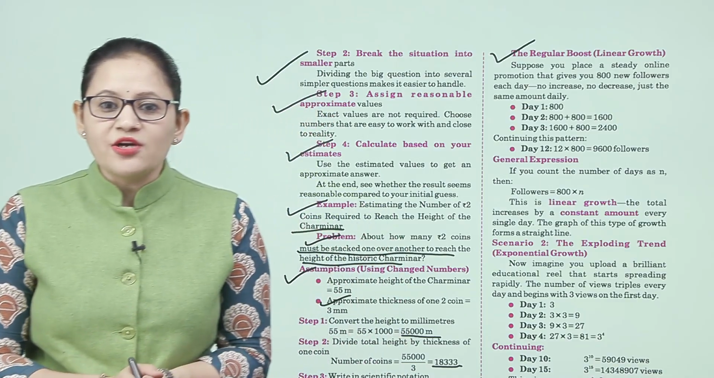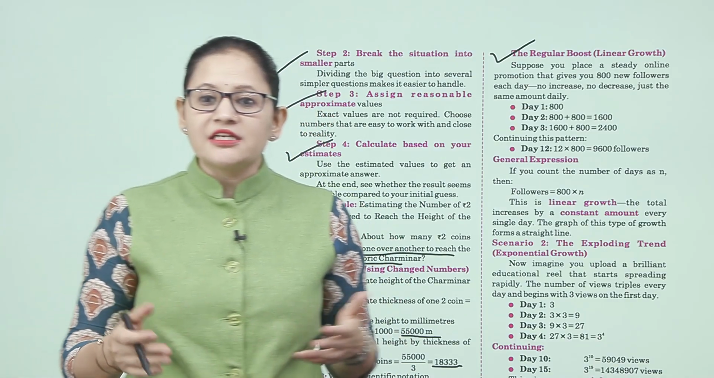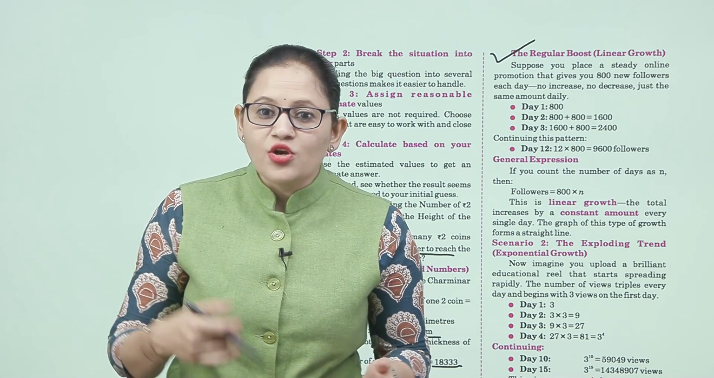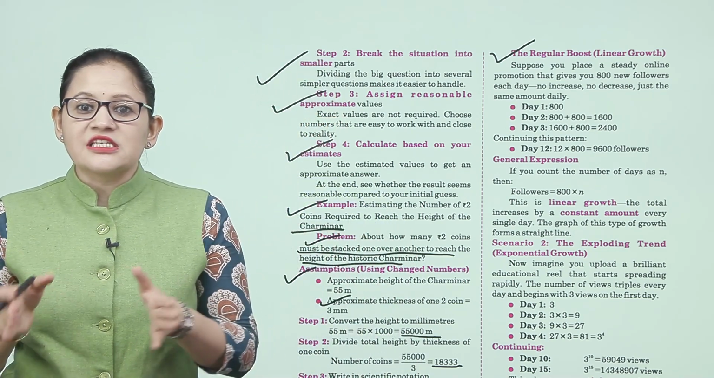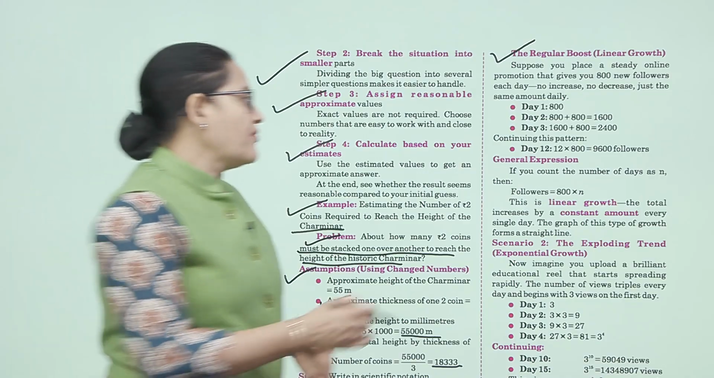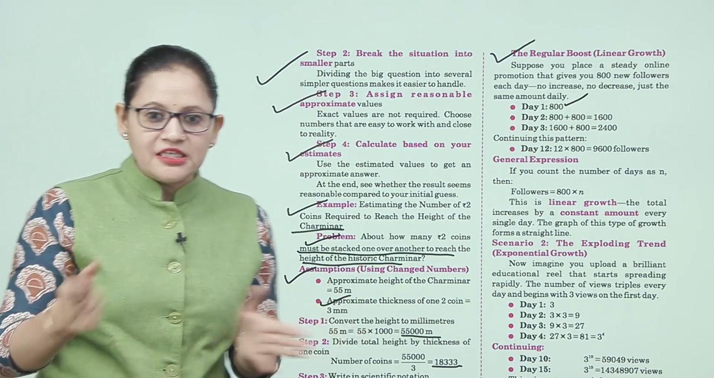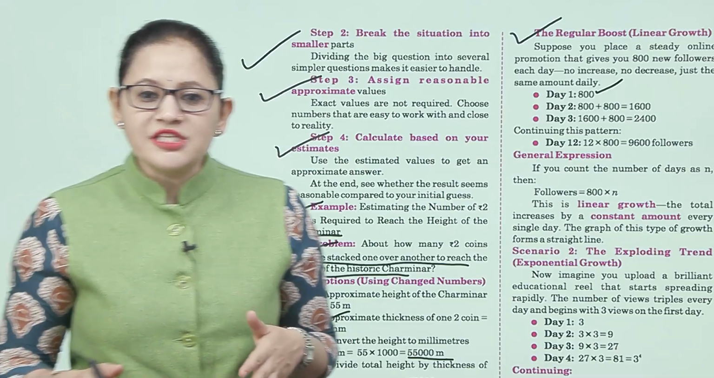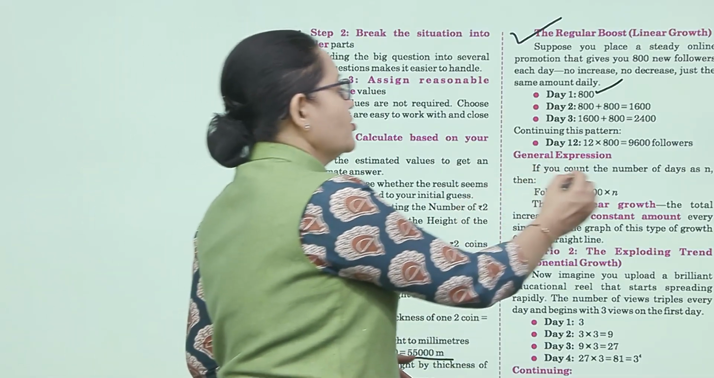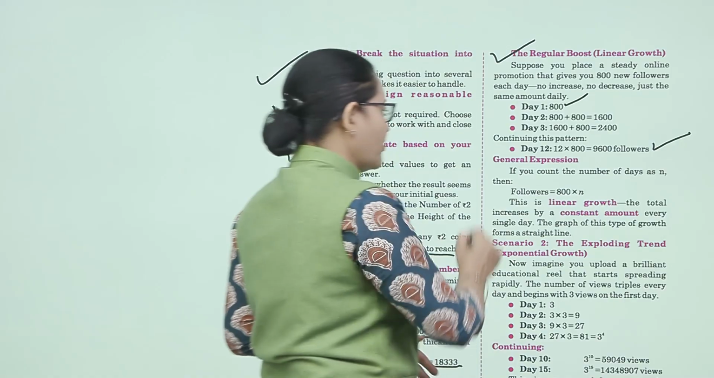Suppose you place a steady online promotion that gives you 800 new followers each day. No increase, no decrease, just the same amount daily. So day 1, 800; day 2, 800 plus 800, 1600; day 3, 2400. Continuing this pattern, day 12: 12 × 800, 9,600 followers.